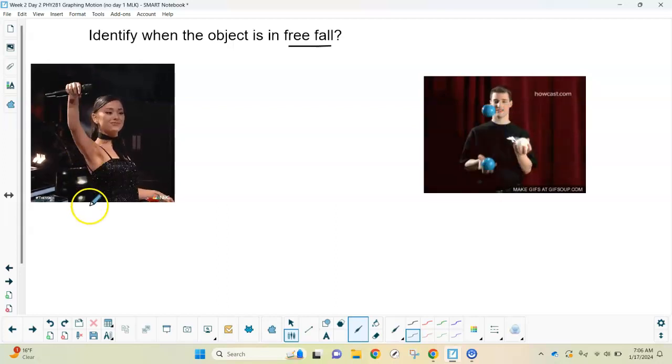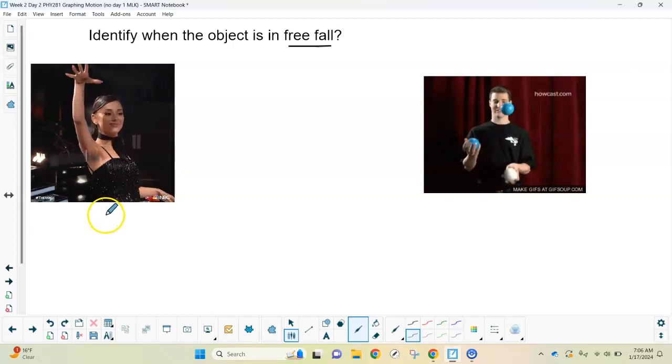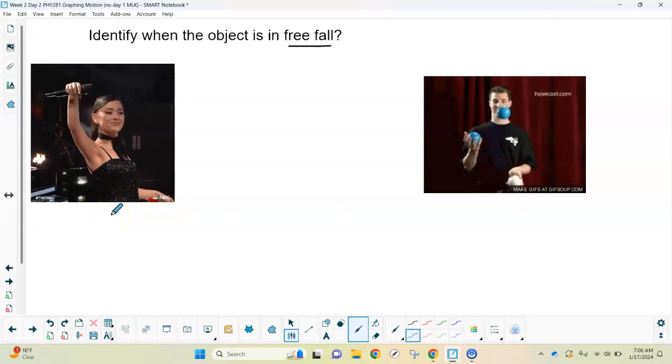It's falling, and when would free fall end? When that microphone hits the floor. So between releasing it and when it hits the floor, that's free fall. That is the only part we can describe using these equations and formulas that we're going to learn.